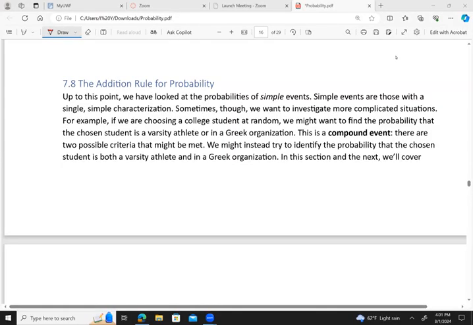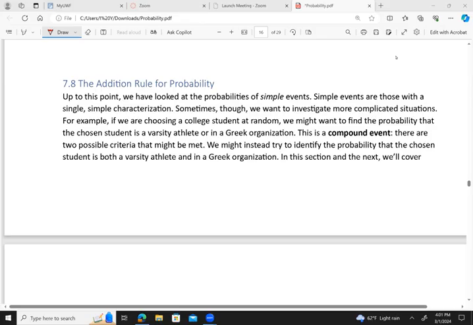Okay, today we're looking at section 7.8, the addition rule for probability. So up to this point, we've looked at probabilities of simple events, one thing. Simple events are those with a single simple characterization. Sometimes, though, we want to investigate more complicated situations.